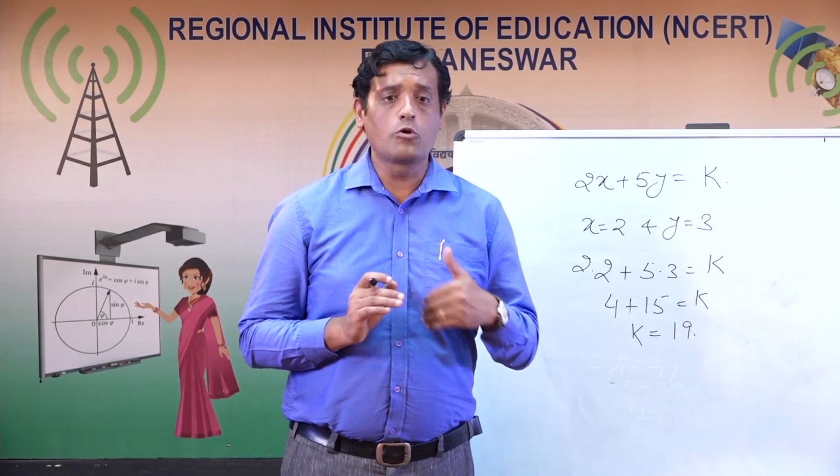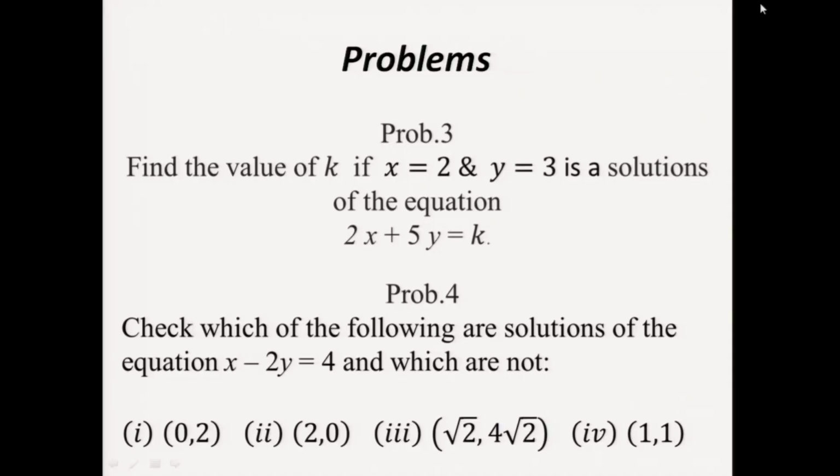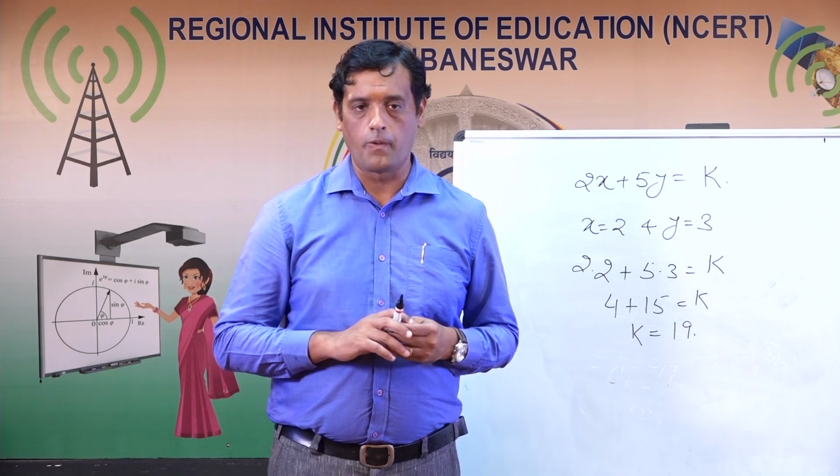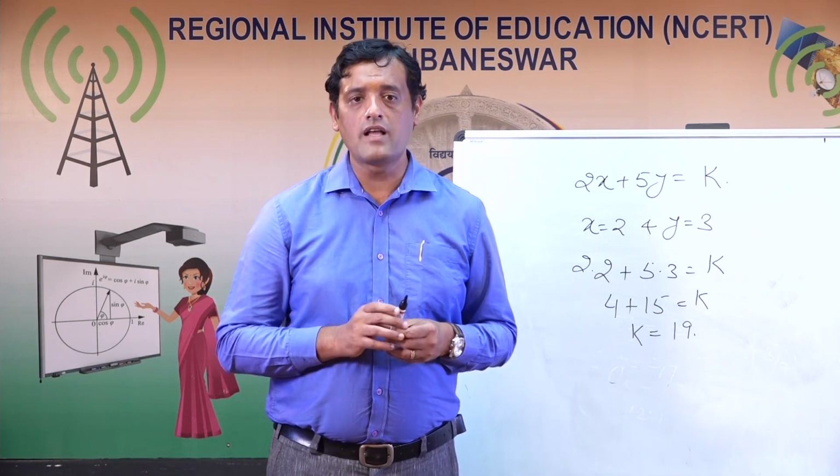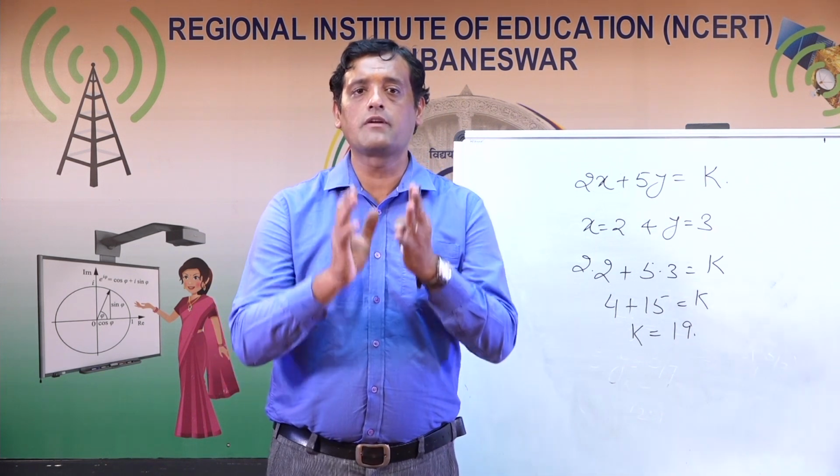Now let's go to another problem, problem number 4. Check which of the following are solutions of the equation x minus 2y equal to 4. The pairs are assigned to you: 0, 2; 2, 0; root 2, 4 root 2; and 1, 1. Different pairs of solutions are given to you. You just check whether these are solutions of the given equation or not.